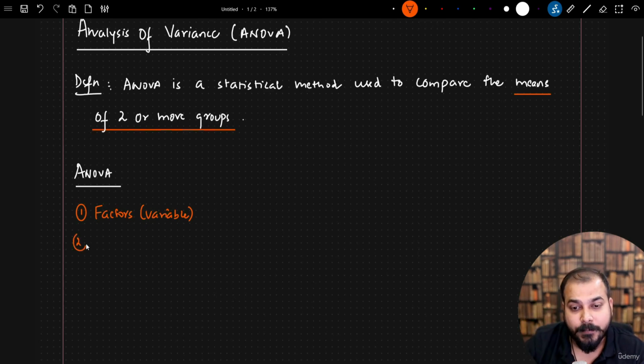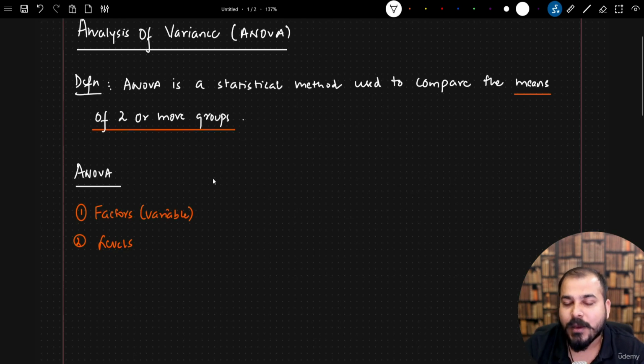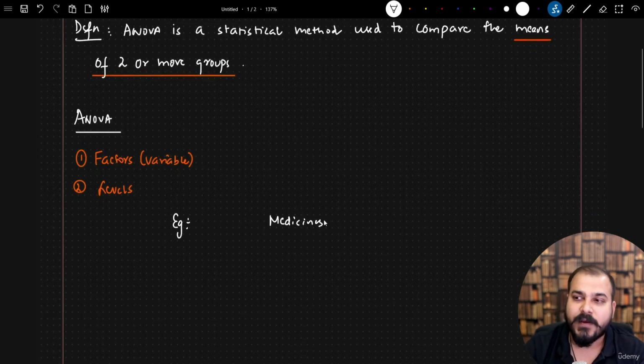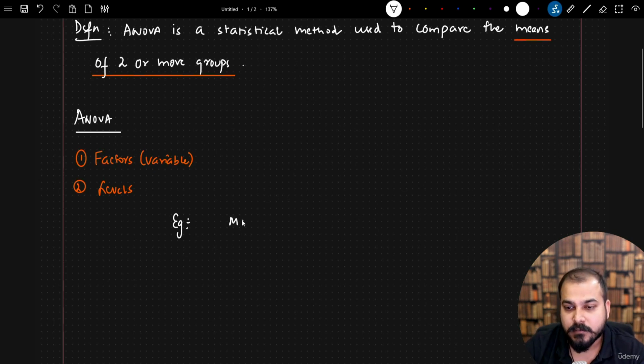Now coming to the second component. After factors, you have something called levels. In order to understand this well, I will take an example. Let's consider that a person is having medicines, specifically one kind of medicine. This medicine I can call a factor.